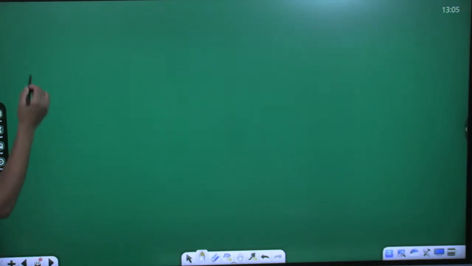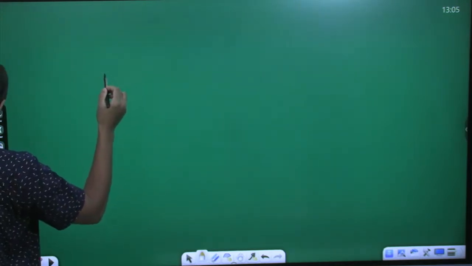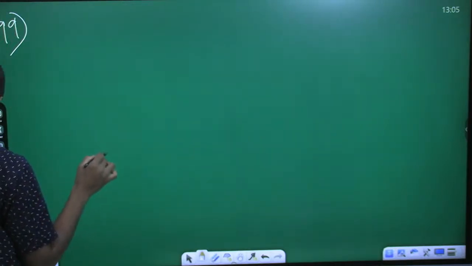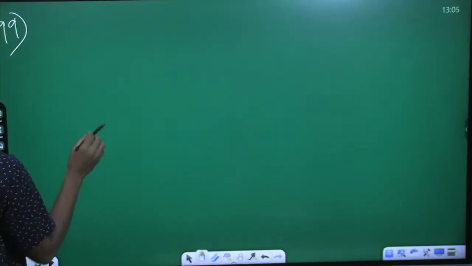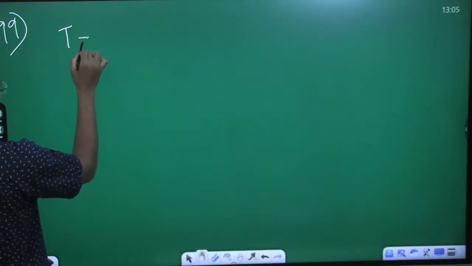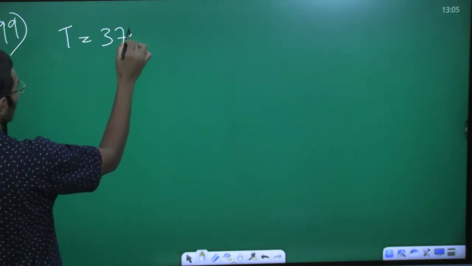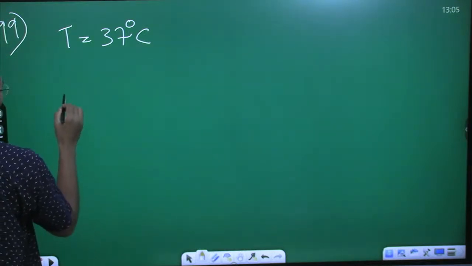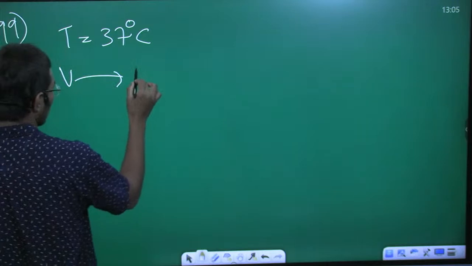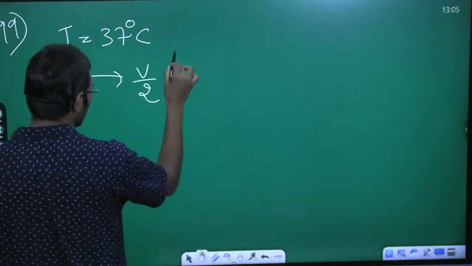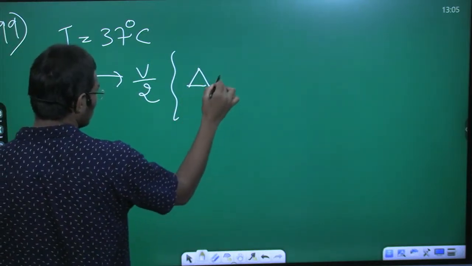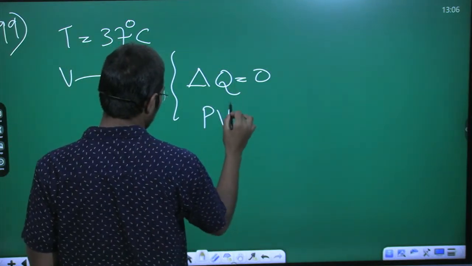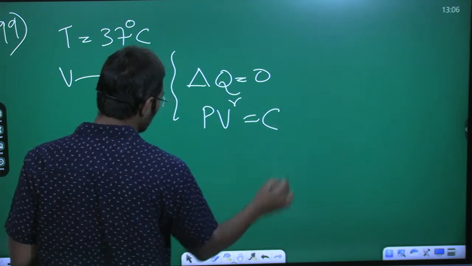So let's try to do the other question, like 99. A gas at 37 degrees centigrade. Try to convert it into Kelvin. It is compressed adiabatically to half of its volume, V by 2. The moment you see adiabatically, you need to remember these two equations.